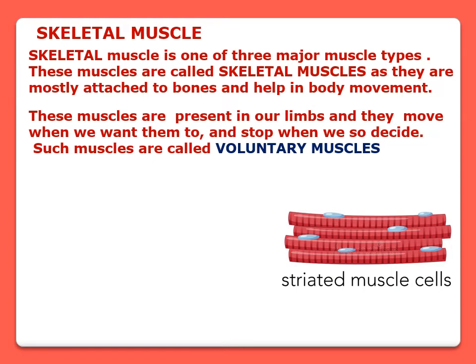Skeletal muscle. This is the first type of muscular tissue, skeletal muscle. This muscle is called skeletal muscle because it is mostly attached to the bones and helps in our body movement. These muscles are present in our limbs and they move when we want them to. They are in our control and we can stop them when we want to stop them. So the movement of these muscles is on our will, and that is why they are known as voluntary muscles.